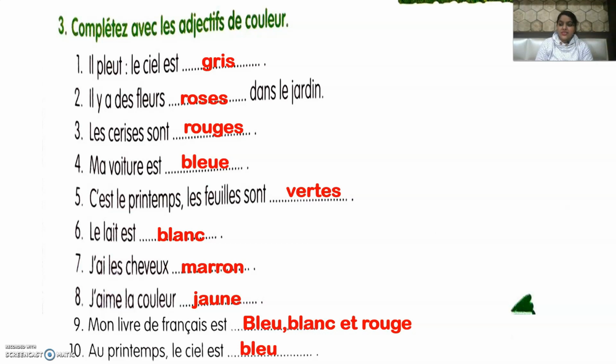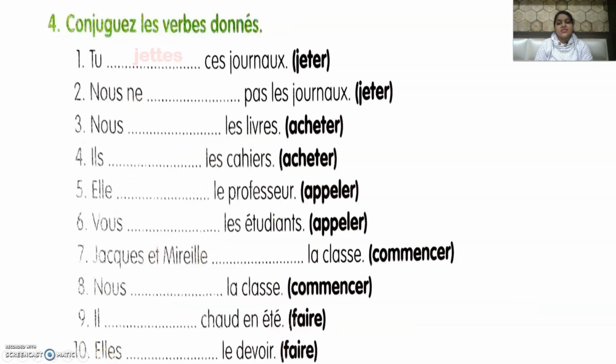Now let's move to the next exercise. The next exercise says conjuguer les verbes donnés. That means conjugate the verbs that are given in the bracket. So the first verb given is jeter, which means to throw. So I have written tu jettes ces journaux. That means you throw these newspapers.